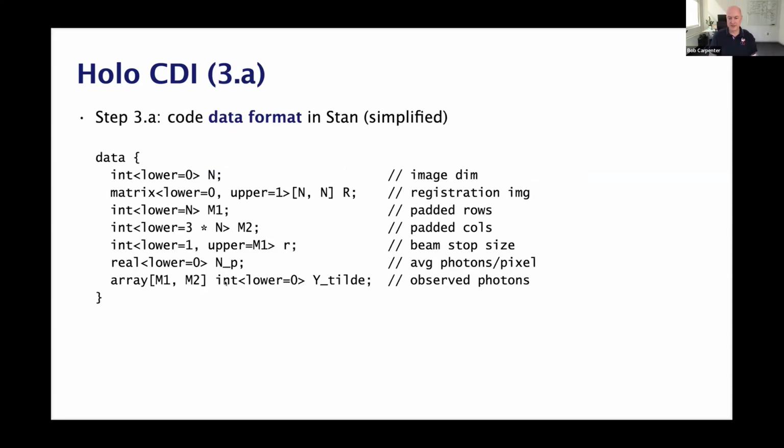So how do we code this in Stan? Well, we code up all the data: the image dims, the registration image. We need to pad that a little bit in between. We need the size of the beam stop.